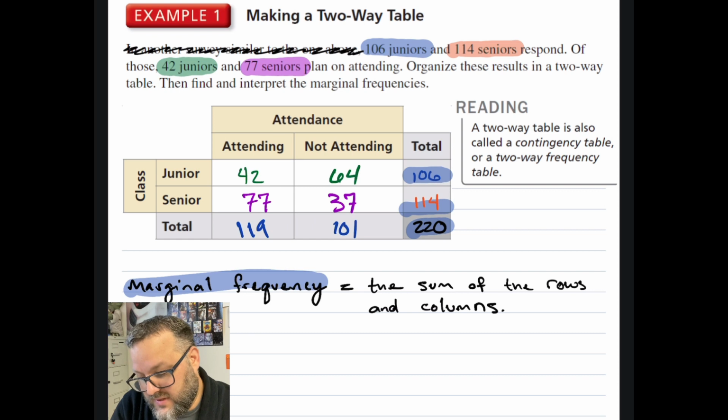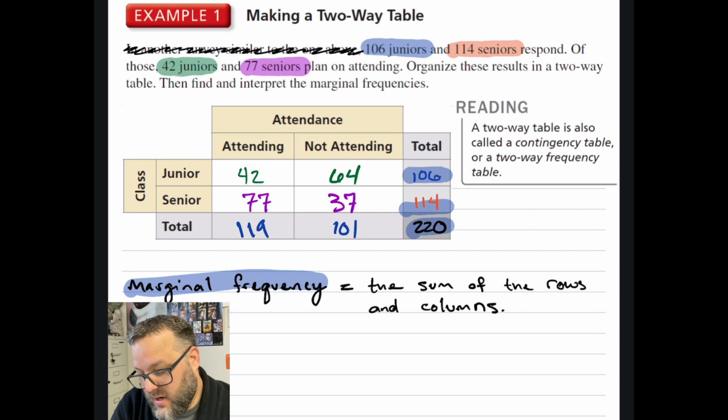Well, when we're interpreting the marginal frequency, we need to include what created the sum of the 220. What we're looking at is there are fewer juniors that responded than seniors, but there are more seniors planning on attending than juniors planning on attending. I can't think of really much else we need to do, because as far as not attending, that just means that you have the opposite. You have more juniors planning on not attending than attending.